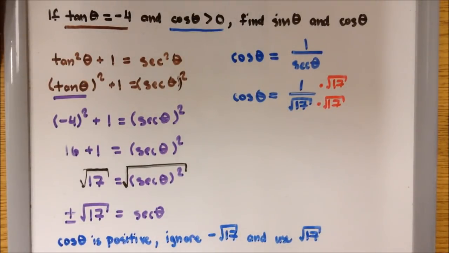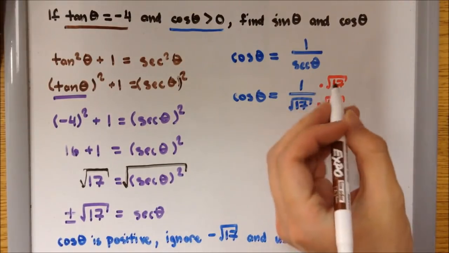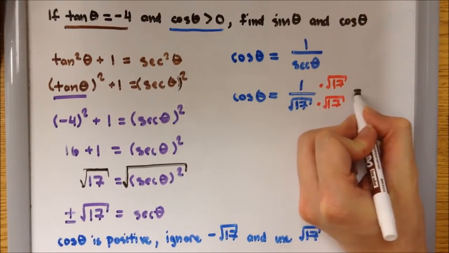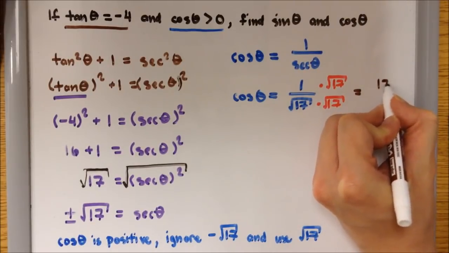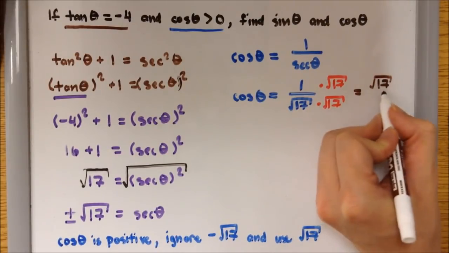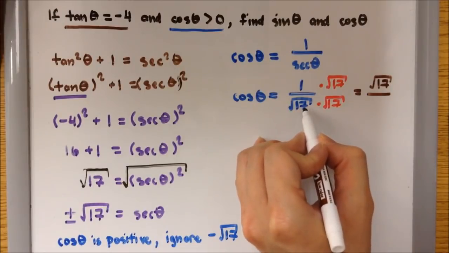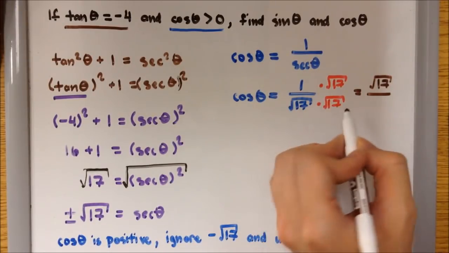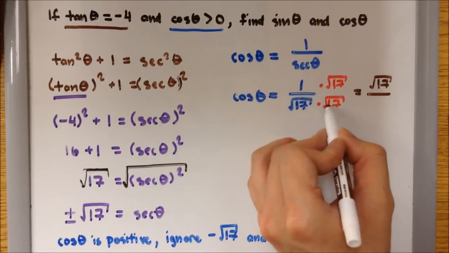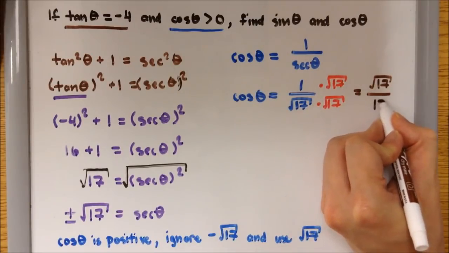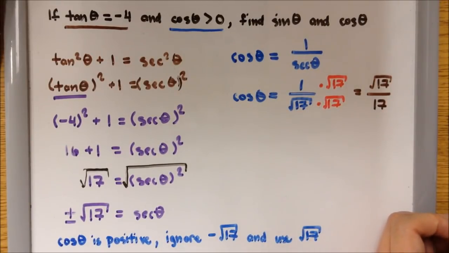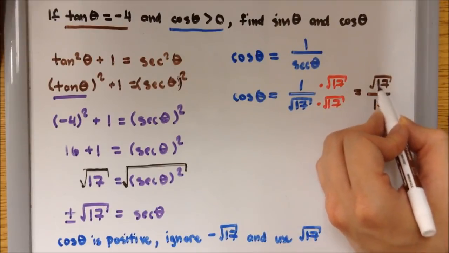So doing so, on the top, 1 times square root of 17 will be square root of 17. And on the bottom, the square root of 17 times the square root of 17, well, they're both the same number and they're both square root. It will be simply 17 on the bottom. So cosine theta will be square root of 17 over 17.